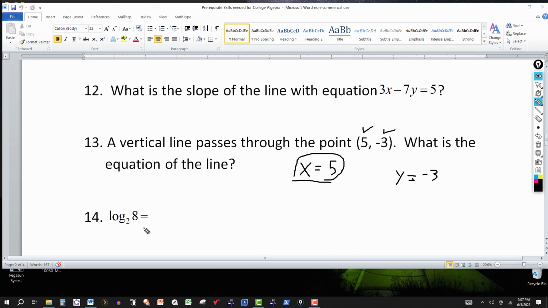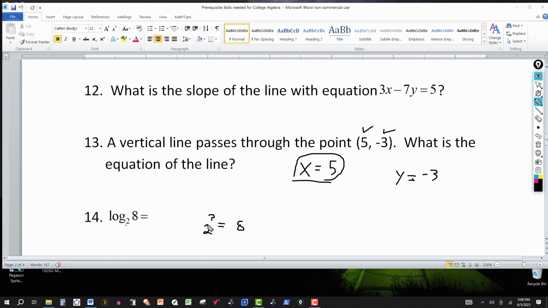Now the next one, the log of 8 to base 2. Again, you'll deal with logarithms in more depth in college algebra. Here's what you have to know. This is just the basics here in this particular video. So a logarithm is an exponent. So basically the base for this logarithm is 2. So we're asking 2 to what power gives me 8? 2 to what power gives me 8?